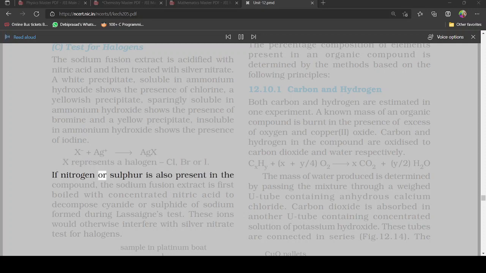If nitrogen or sulfur is also present in the compound, the sodium fusion extract is first boiled with concentrated nitric acid to decompose cyanide or sulfide of sodium formed during Lassaigne's test. These ions would otherwise interfere with silver nitrate test for halogens.